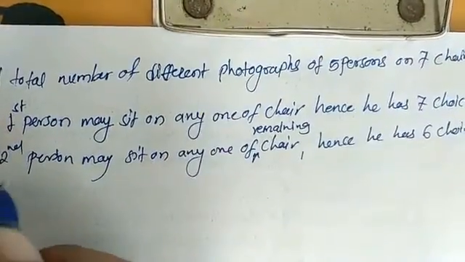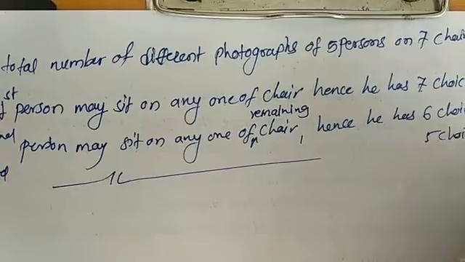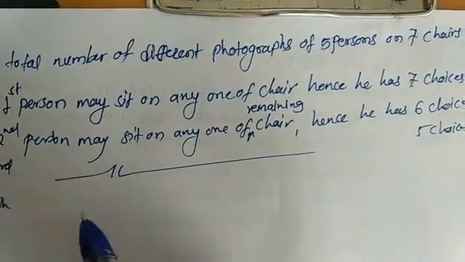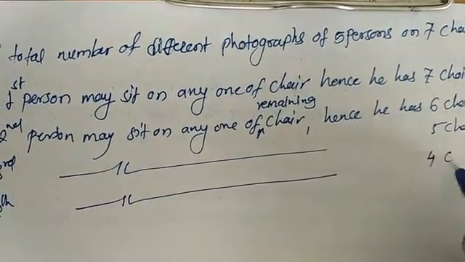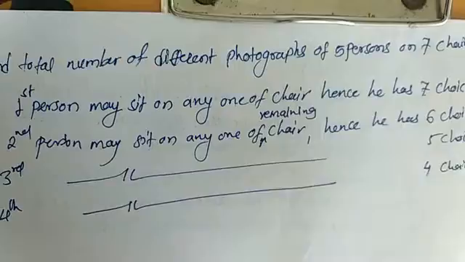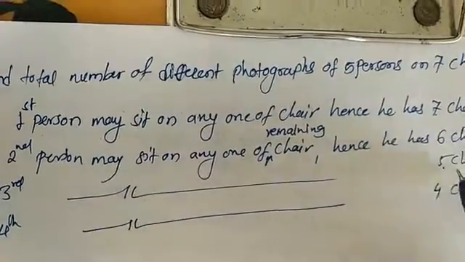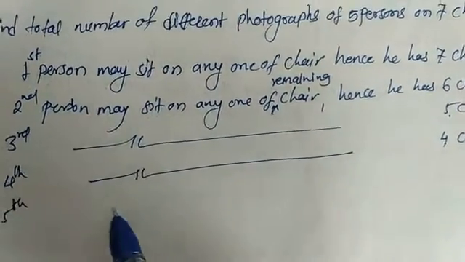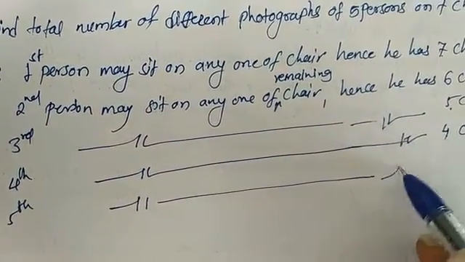So for the third person it will have 5 choices. For the fourth person it will have 4 choices, and for the fifth person it will have 3 choices.